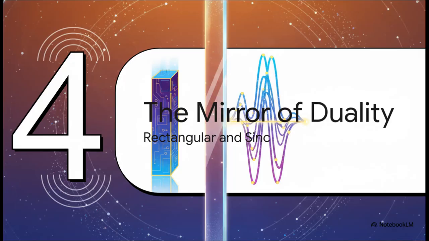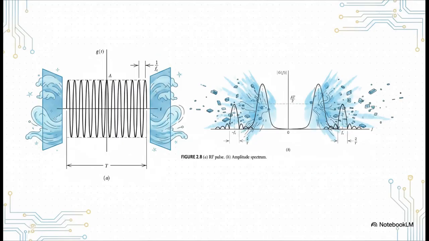Okay, moving on to Section 4, the mirror of duality, rectangular and sinc pulses. Check out this side-by-side comparison. Over on the left, we've got an RF pulse in the time domain. As you can see, it looks like a really high-frequency cosine wave, and it's perfectly, neatly packaged inside a finite rectangular window of time. We'll call that capital T.